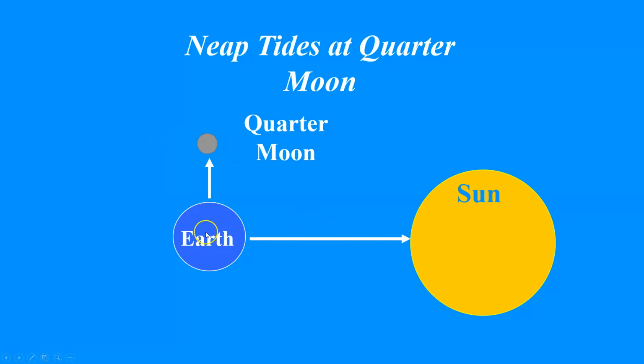The forces are offset at a right angle. When you have the last quarter over here, it's the same thing, and you end up getting the gravitational pull of the moon pulling one way, the gravitational pull of the sun pulling another way, and therefore you're going to have different tidal levels. You're going to have a much less drastic tide. So when you have the neap tides, you have a much higher low tide and a much lower high tide, and therefore the tidal range is much lower.